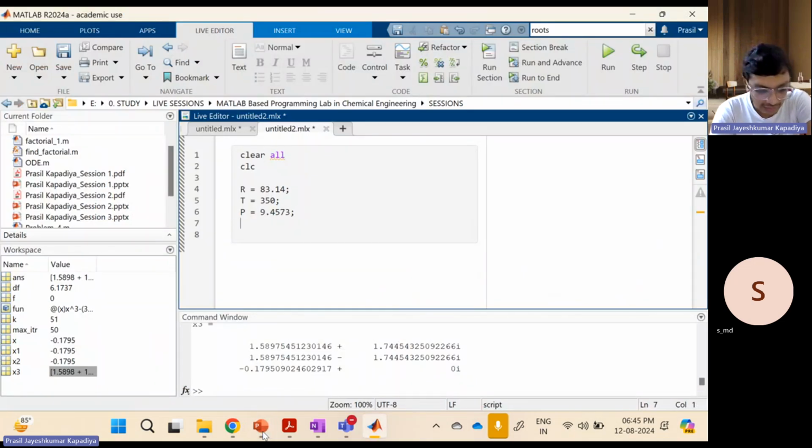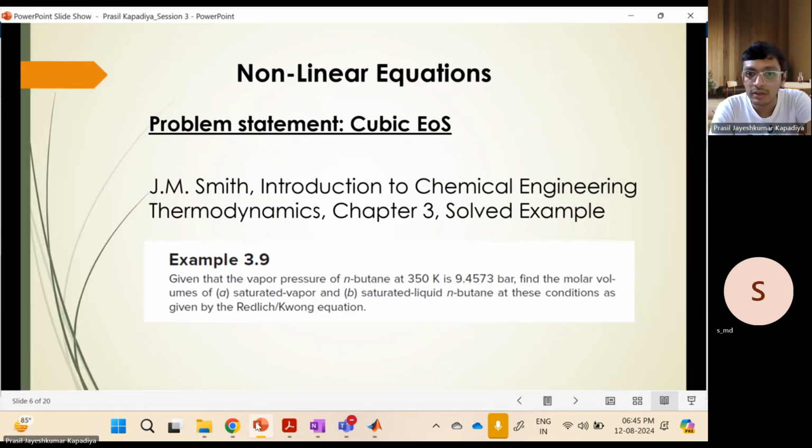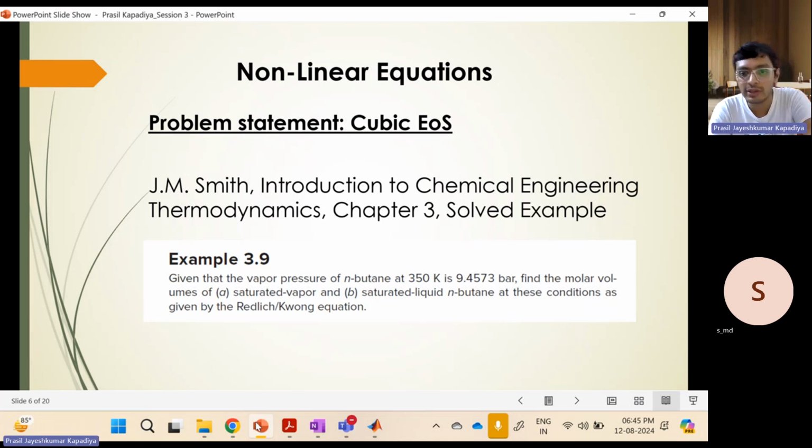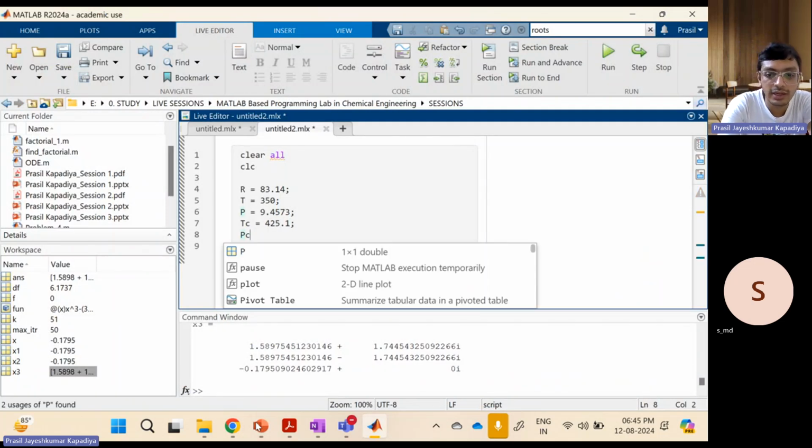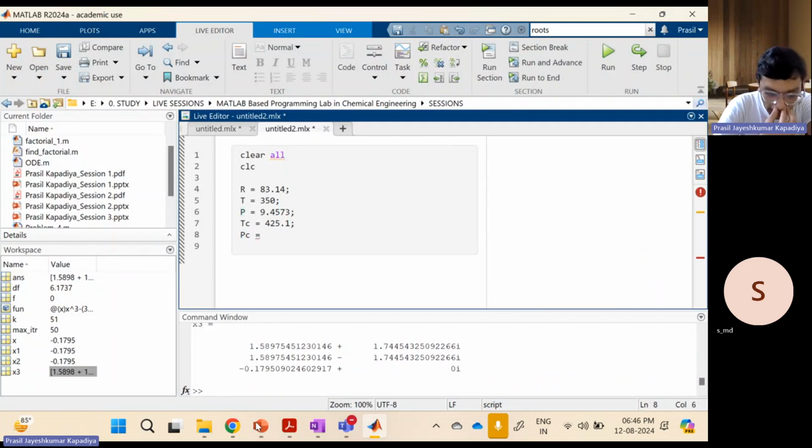4573. And the critical point of n-butane. From the James Smith book only, the critical temperature of n-butane is 425.1 Kelvin and the critical pressure is equal to 37.96 bar. It is very much required to be consistent in units. Okay.